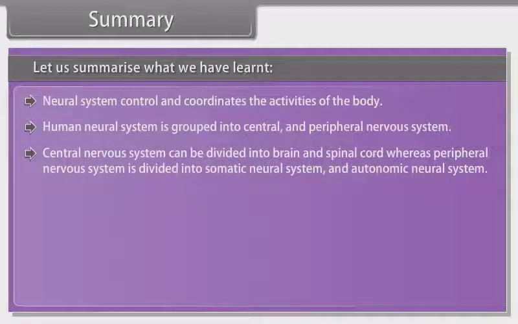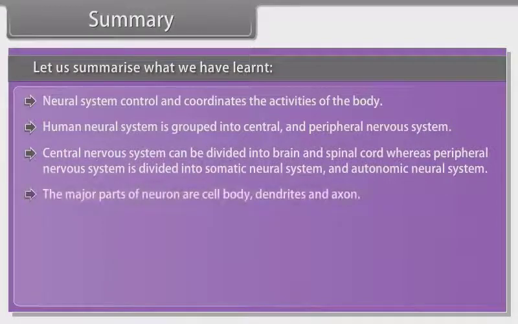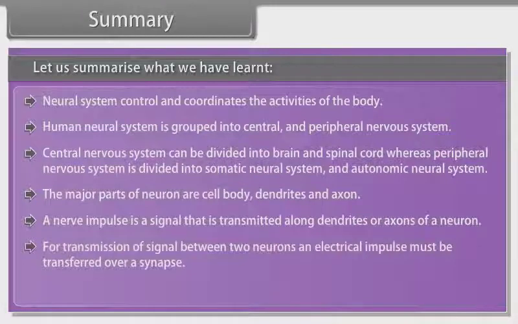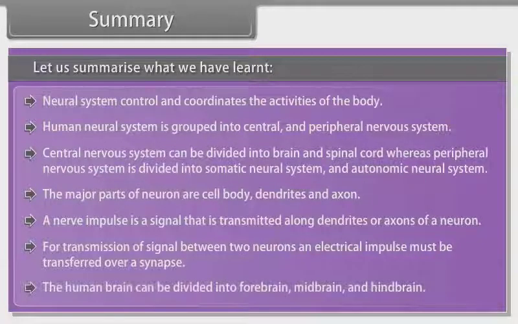The major parts of neurons are cell body, dendrites, and axon. A nerve impulse is a signal that is transmitted along dendrites or axons of a neuron. For transmission of signals between two neurons, an electrical impulse must be transferred over a synapse. The human brain can be divided into forebrain, midbrain, and hindbrain.